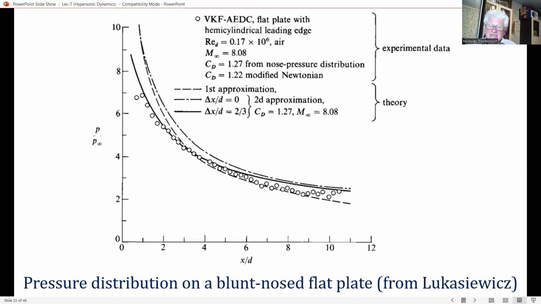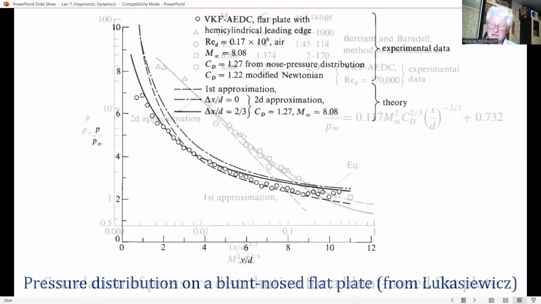However, as shown by the solid curve in this figure, the second approximation can be brought into close agreement with the data if the origin of the x-axis, namely the point at which x equals 0, is taken not at the nose of the body, but rather at a location 2/3 times d upstream of the nose. Okay?